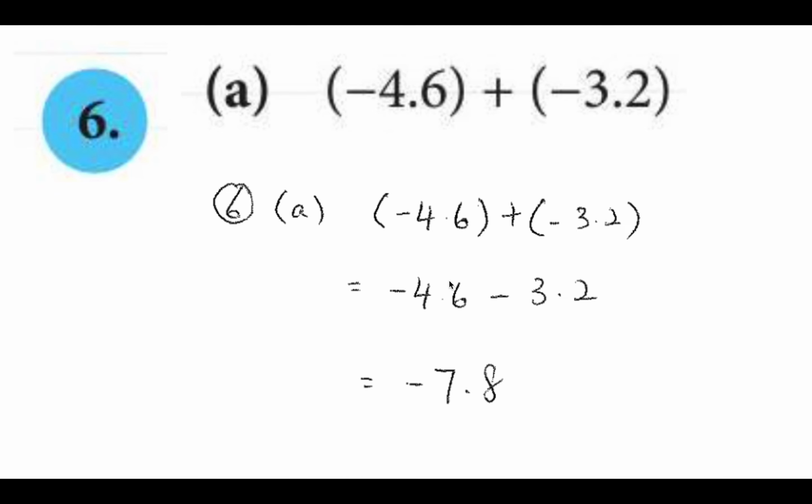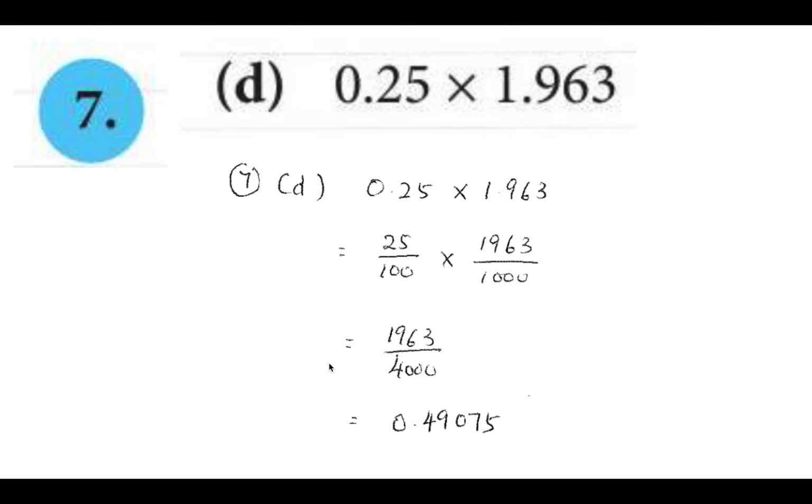Question 6. A, we have a negative 4.6 plus negative 3.2. So what we need to note here is simply the fact that when we add a negative number, it's the same as subtraction. So negative 4.6 minus 3.2 gives us negative 7.8. Question 7D, 0.25 times 1.963.